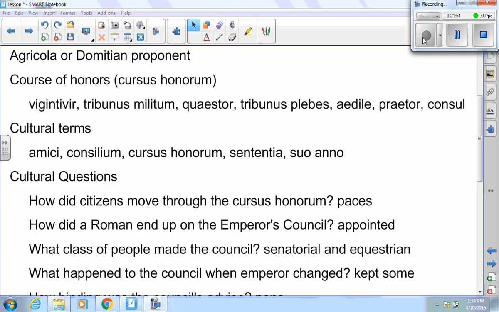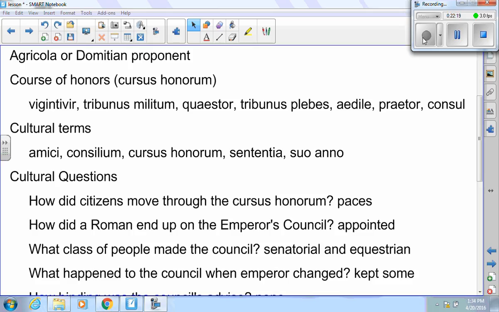Tribunus militum, you need to make sure you're aware that he serves as kind of like a legion or a military leader, usually abroad. A quaestor is going to be responsible for managing the public money, so he's like an accountant. Tribunus plebis is in charge of knowing what the people are wanting. The aedile is responsible for keeping up the baths and the sewers, so he's like the city project manager.